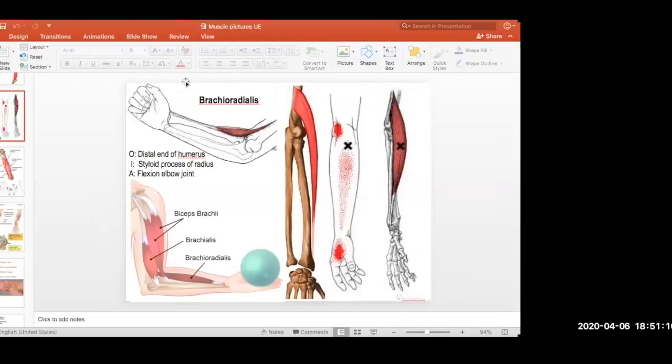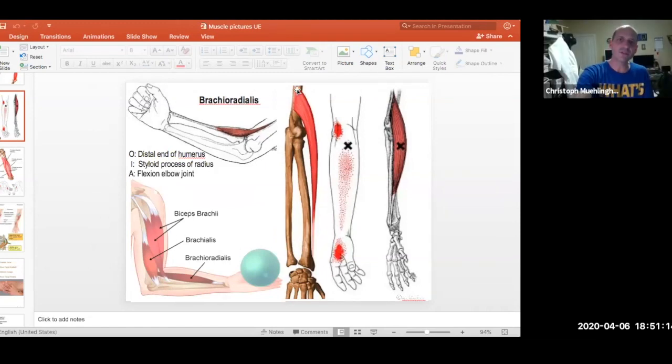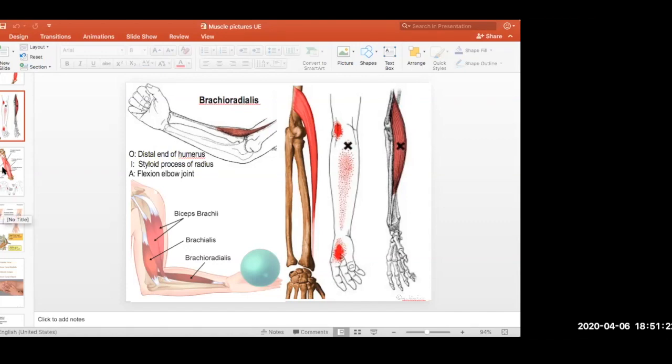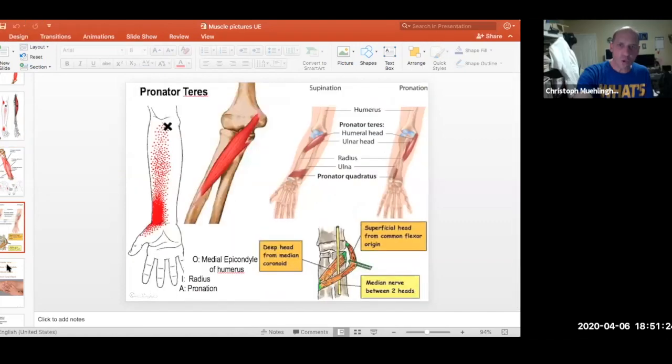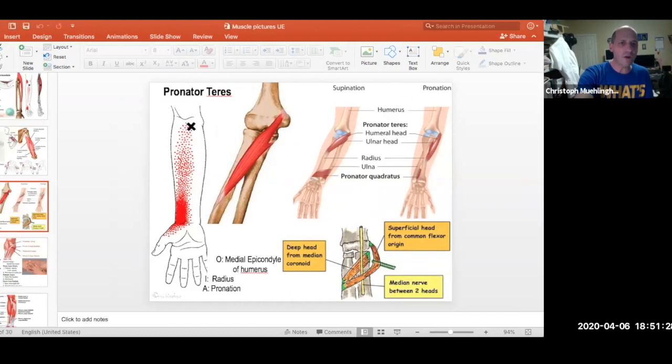Can you visualize that? Hold on. Yeah. Good. And so that's the brachioradialis. It's an interesting one. It sounds like it's an upper arm muscle, which it is, but it really reaches in the forearm. And so I use it in the school when we have the model in front of us.